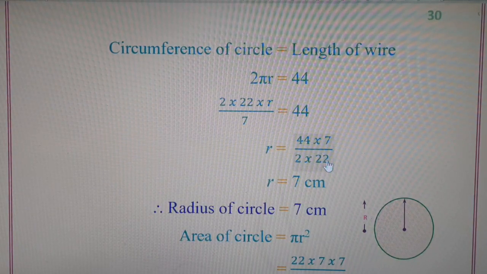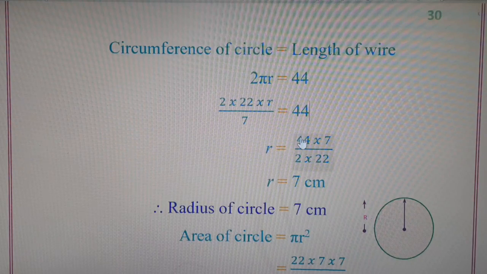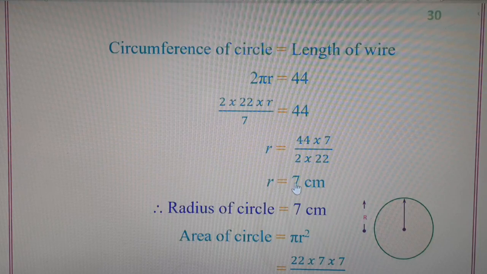Now 2 into 22 means 44, 22 2s are 44, and this can be cancelled with 44 in the numerator. So 2 into 22 is 44, 44 1s are 44. So 44 and 2 and 22 will be cancelled. 44 from the numerator is cancelled with 2 and 22 in the denominator. So only 7 will remain, 7 upon 1 will remain. So 7 upon 1 means only 7. That means we can say the radius is 7, r is equal to 7.